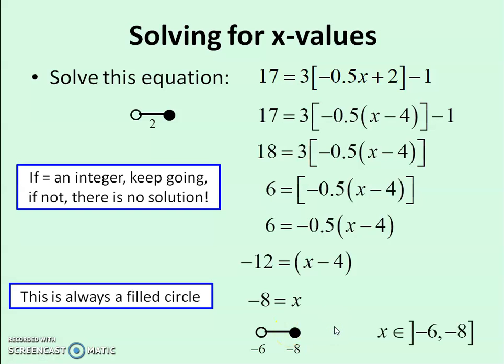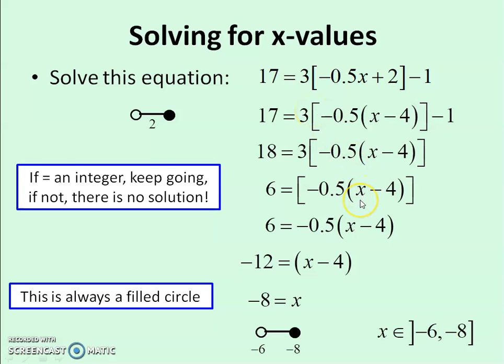So I'd say that my answer is that this works for any x which is an element of this interval from negative 6 excluded, it's an open circle, to negative 8 included. And if you want to pause the video and plug in negative 7, negative 8, or negative 7.1 into this original, see if you get 17. And I think that you will.